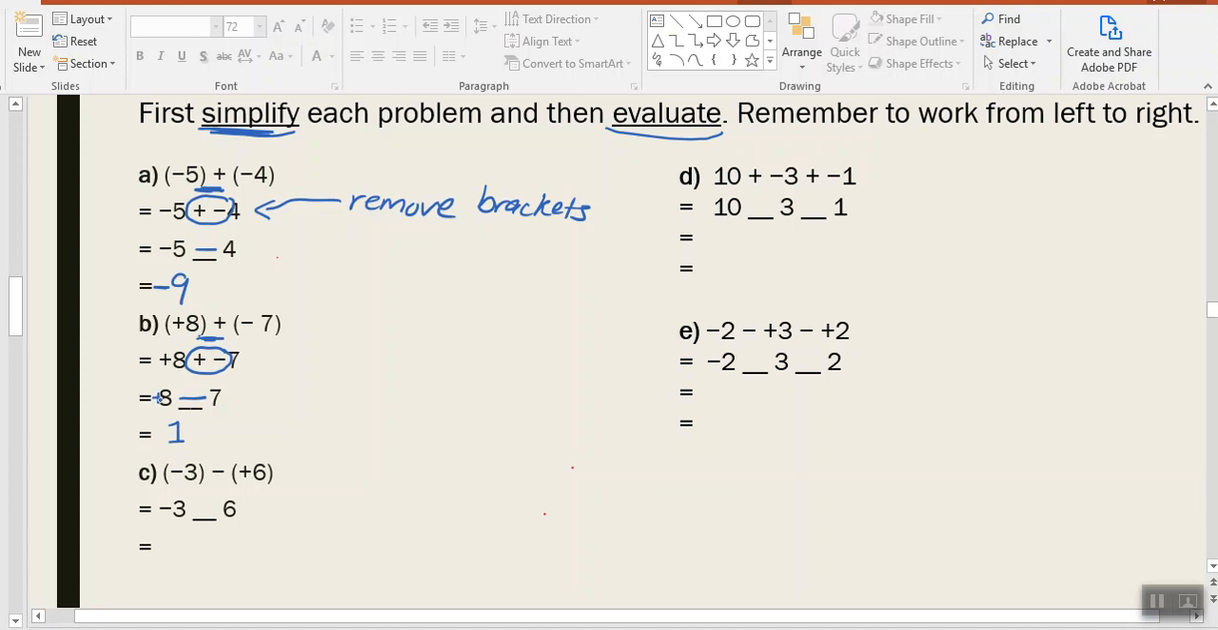One was a positive, one was a negative, so I knew I had to subtract anyway, or I had two different signs.